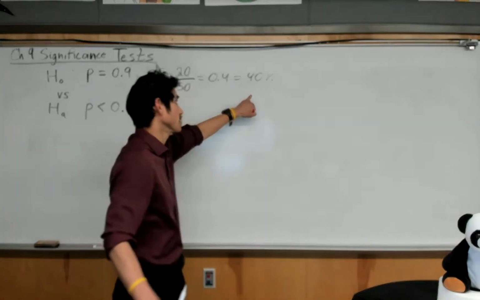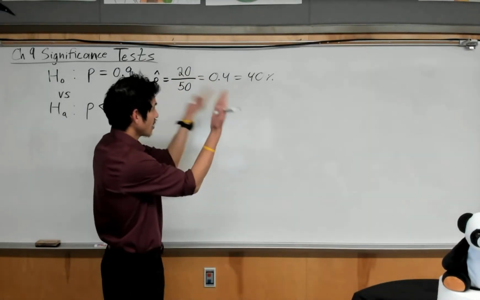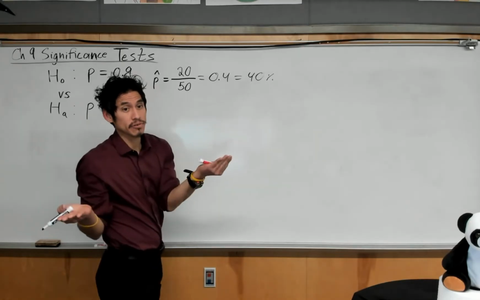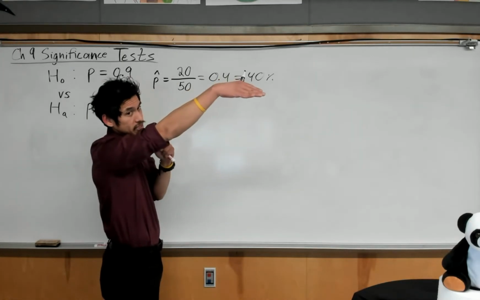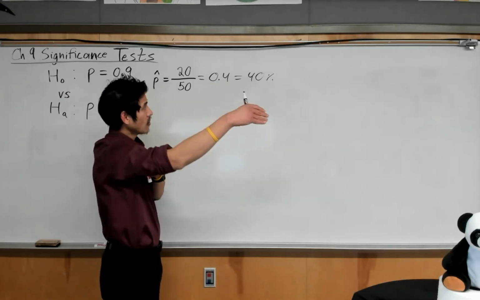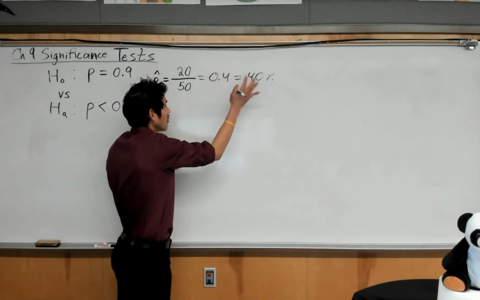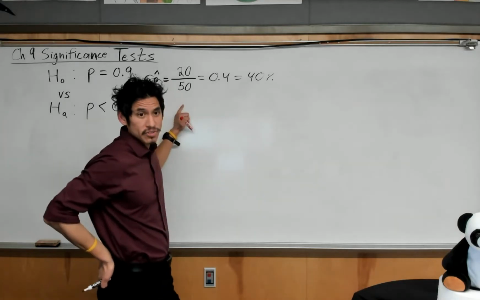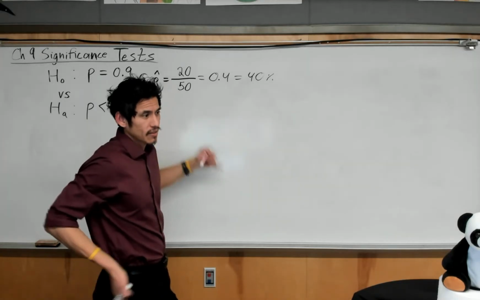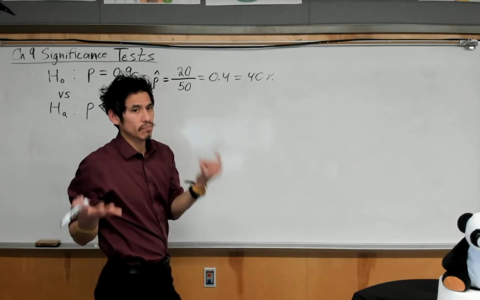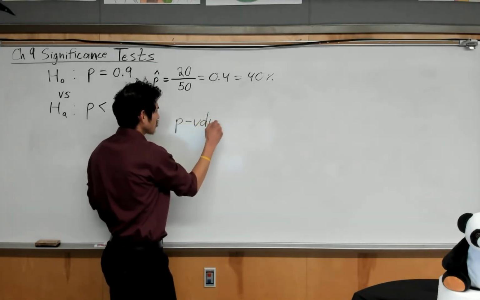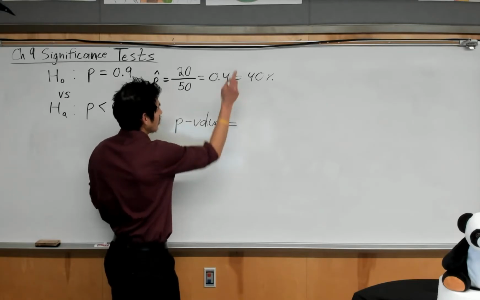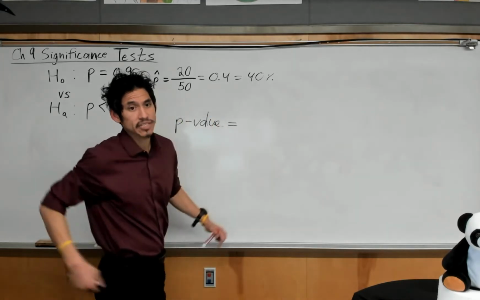So how rare is this? If he's actually a 90% free throw shooter, if his true proportion of free throw shooting percentage is 90%, what are the odds that he would shoot 40% from a sample of 50 shots? So we want to figure out this probability. This is called our p-value. The p-value will tell us what the odds are of him shooting 40% if he was actually a 90% free throw shooter.